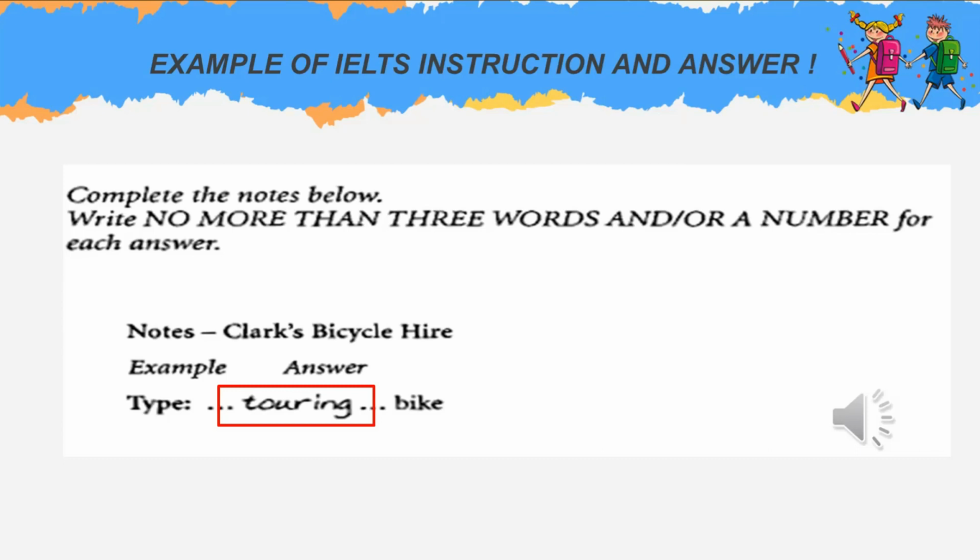The type of bike is touring bike, so touring has been written in the space. Now we shall begin. You should answer the questions as you listen, because you will not hear the recording a second time. Listen carefully and answer questions 1 to 7.